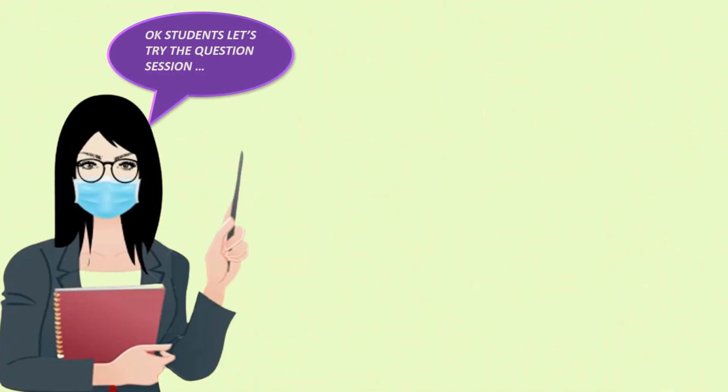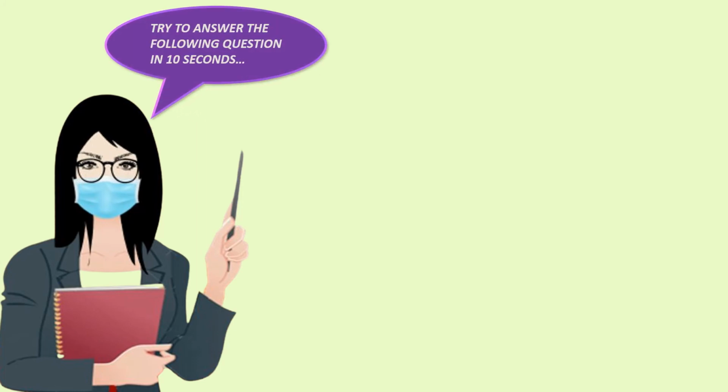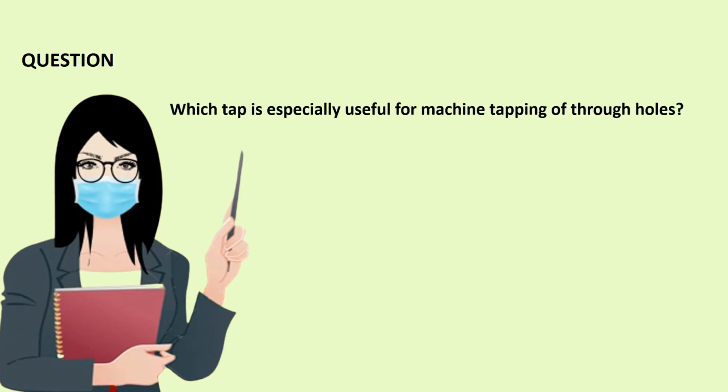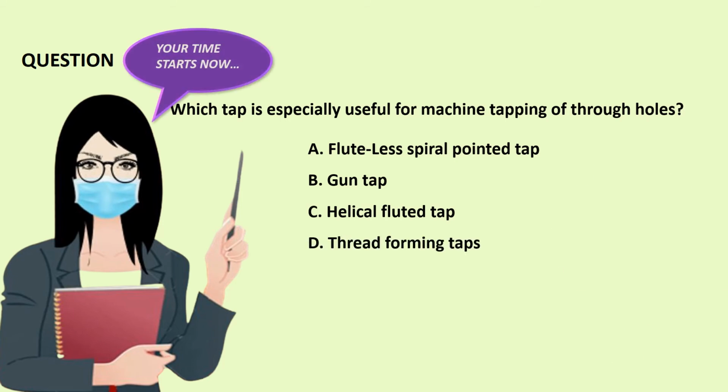Okay students, let's try the question session. Try to answer the following question in 10 seconds. Which tap is especially useful for machine tapping of through holes? Option A, fluteless spiral pointed tap. Option B, gun tap. Option C, helical fluted tap. Option D, thread forming taps. Your time starts now.